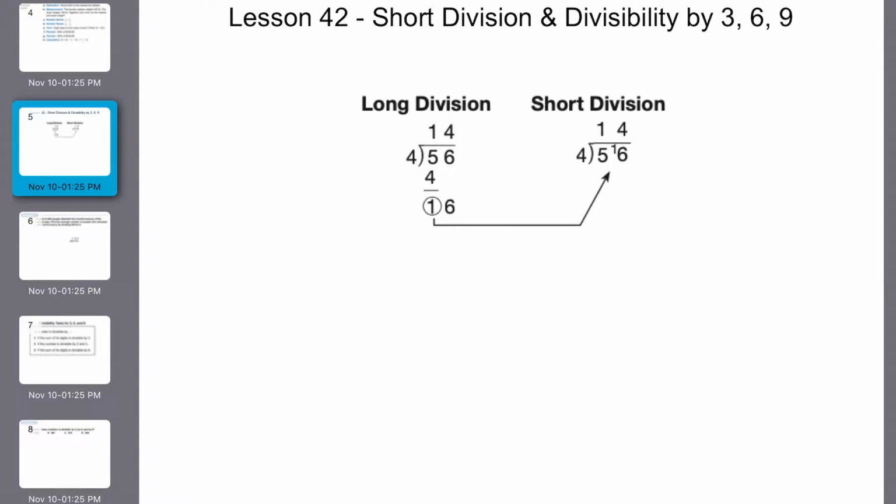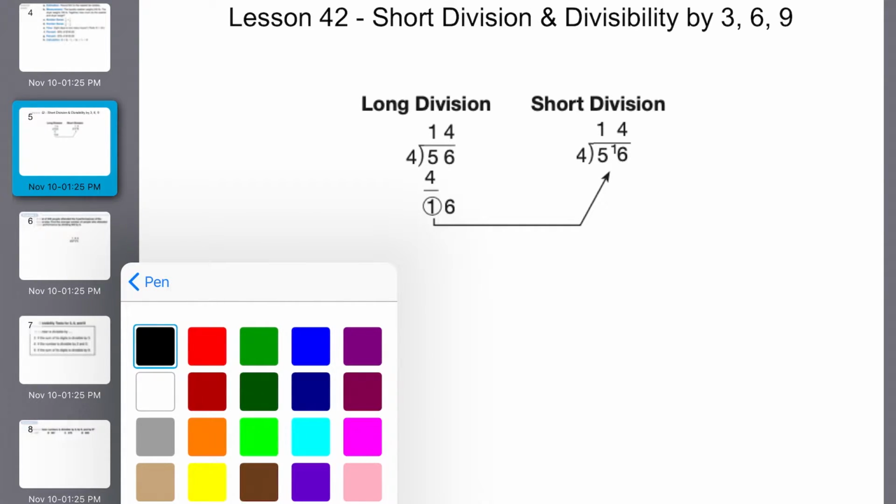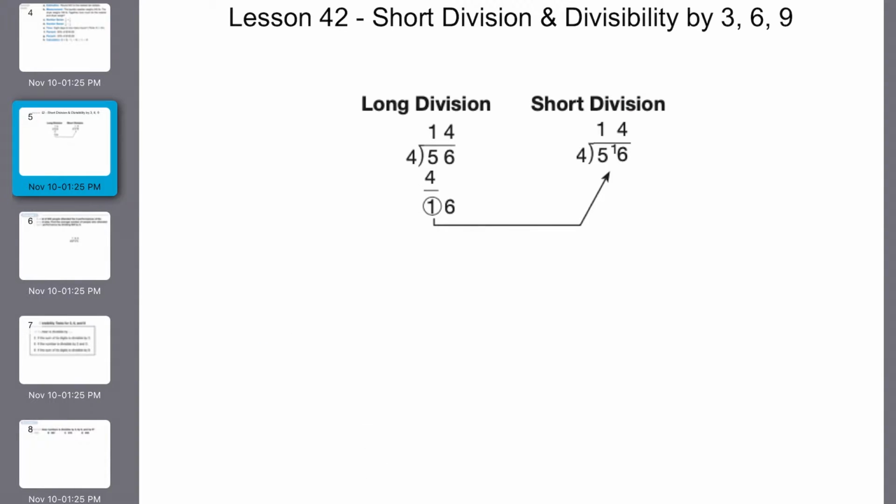All right, students, we have short division and divisibility by 3, 6, and 9. So you all have learned long division. Long division is what you see on the left side there. Now, short division follows the same steps, but it shortens it a little bit. So in long division, if you did 56 divided by 4, you'd follow the same steps.